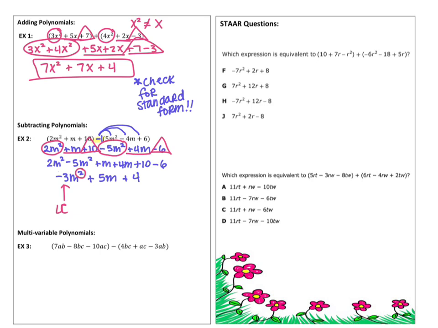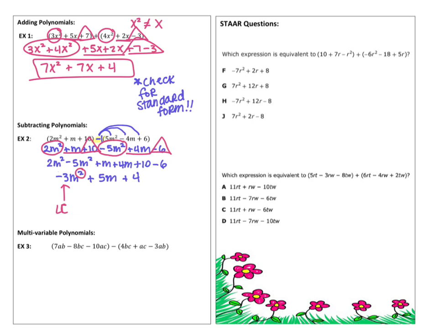Look at example number 3. I have a's and b's together, b's and c's together, and a's and c's together. Those are just individual variables. If an a and b is next to each other, we treat that as the variable ab. So we can only combine it with other ab variables, and so on and so forth.